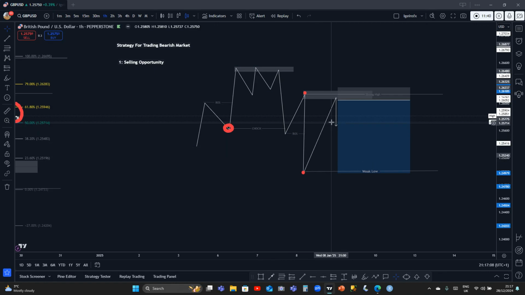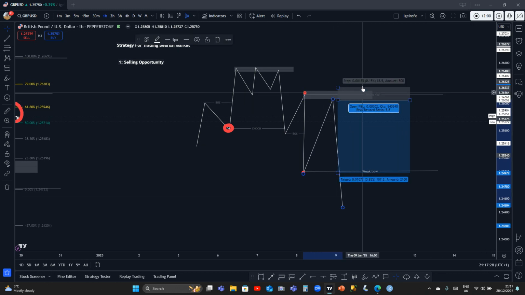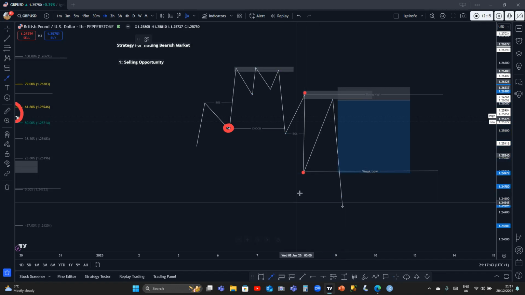Now we are expecting price to come and take out this weak low, then create another low. Once price creates another low, then what we should be expecting again is a pullback. Now that it has created a low, we say here break of structure, because price has already taken this low. It has already broken structure to the downside.